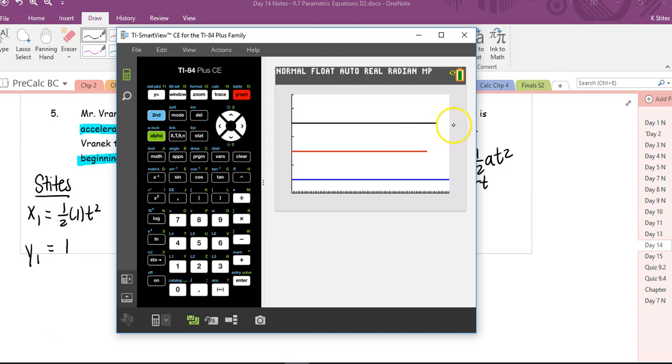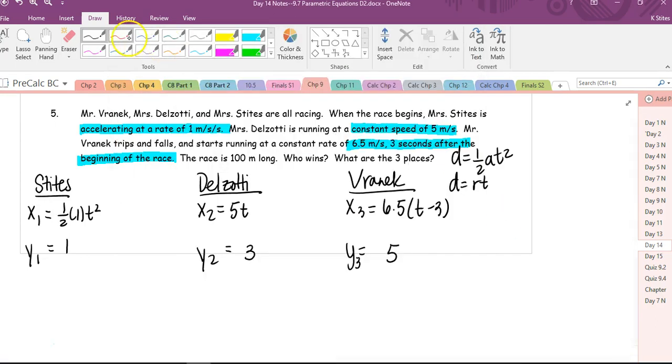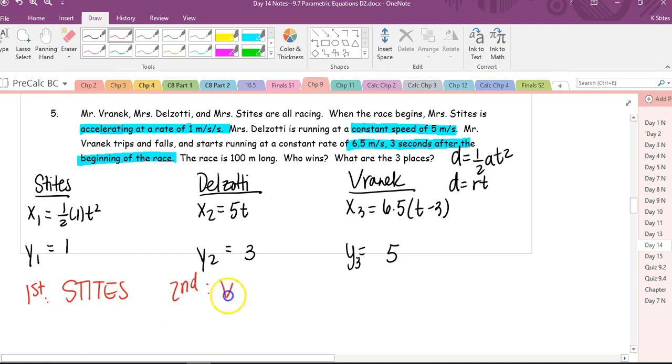Vranick has picked up the pace. He had a higher rate. Vranick in second. Mrs. Delzati in third. So who wins? Stites, obviously. Stites is first. Vranick is second. Delzati is third. Don't tell Delzati. I don't want her to hurt me. So there you go. There's your parametrics lesson. I hope this was enjoyable to you.